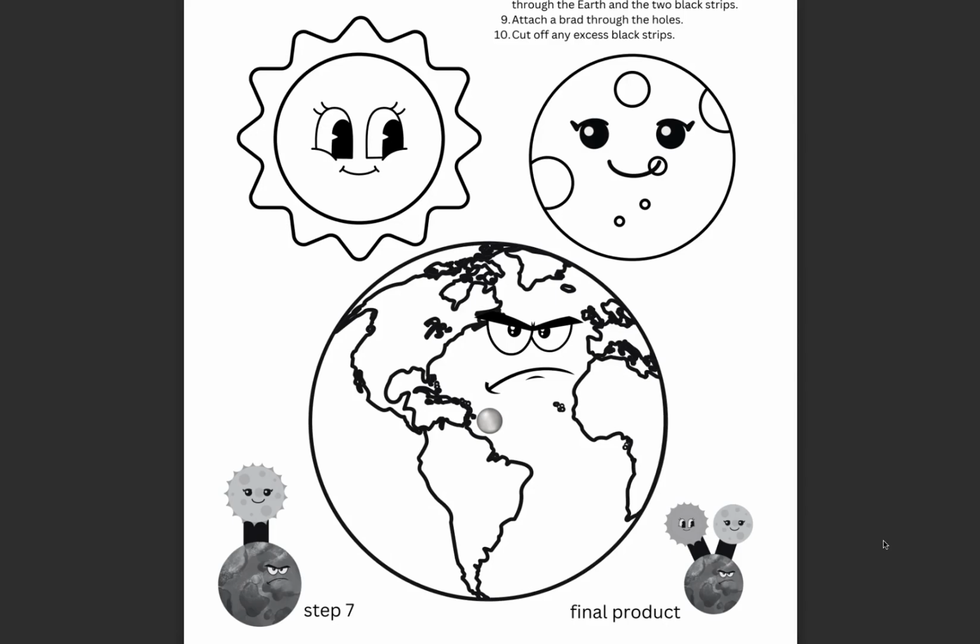So if students do have their strips of black paper that are holding the sun and moon in place, and those are different lengths, then you can still use those models to discuss with students why it would be a partial eclipse, because it's not covering the sun in its entirety. So still a good conversation to have with students.